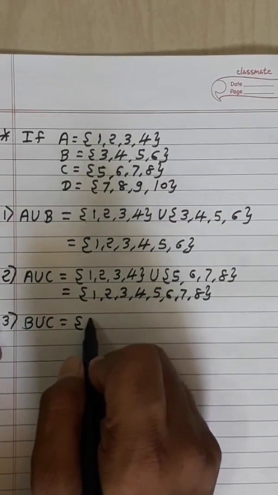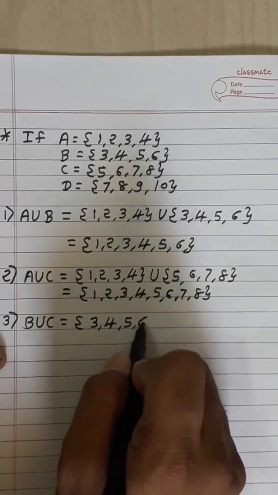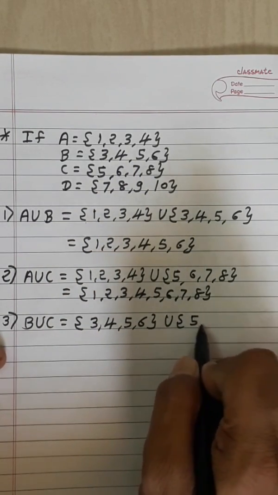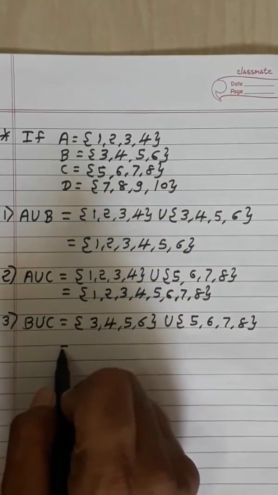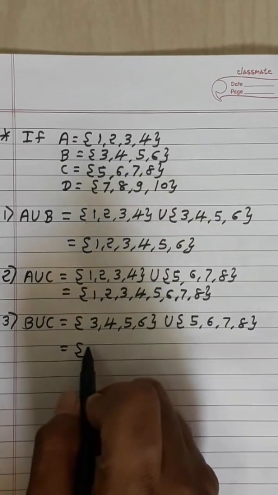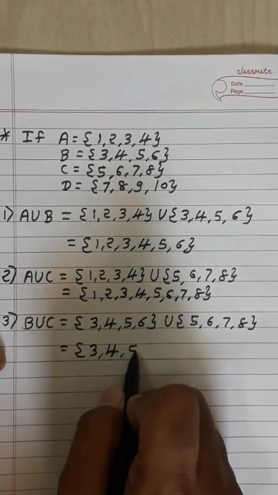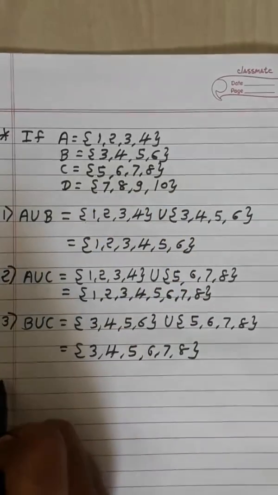So first of all, we can write all the elements of set B, that means 3, 4, 5, 6, union set C, that means 5, 6, 7, 8. So it is equal to B union C. That means the answer is 3, 4, 5, 6, 7 and 8.